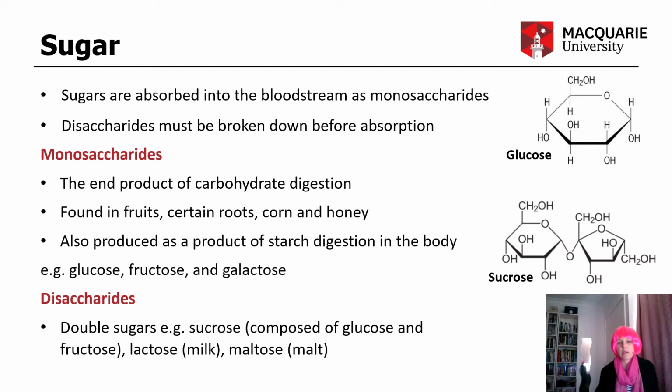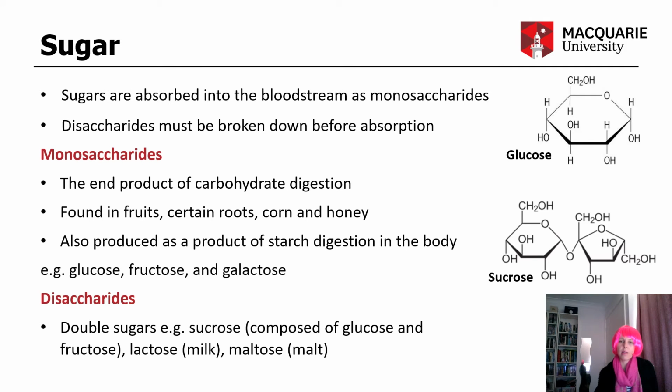So if we look at monosaccharides, this is the end product of all carbohydrate digestion. And in the next few videos that I'll present to you, we'll have a look at how we metabolize carbohydrates. But for the purposes of this slideshow, we're looking at the foods and the food sources for macronutrients. So fruits, certain roots, corn and honey is where you would expect to find glucose. And also we produce glucose as a product of starch digestion in the body. And we get glucose, fructose and galactose, all sugars.